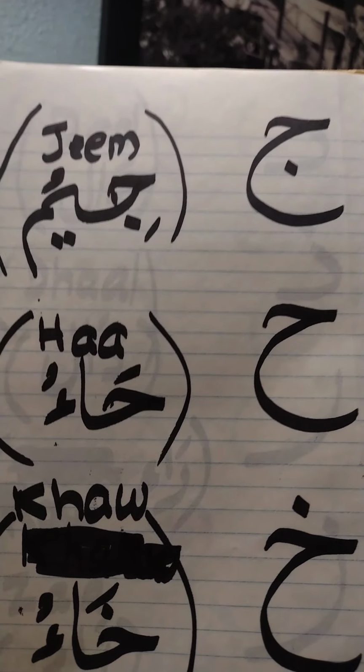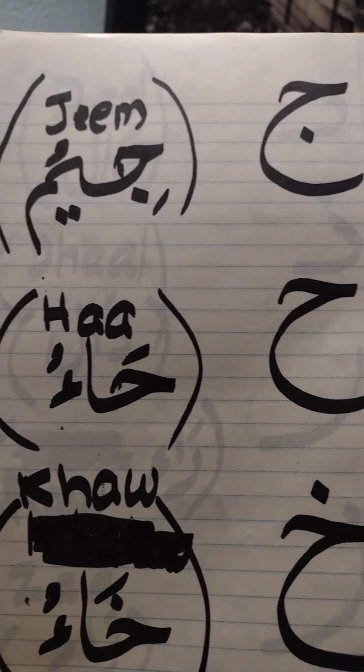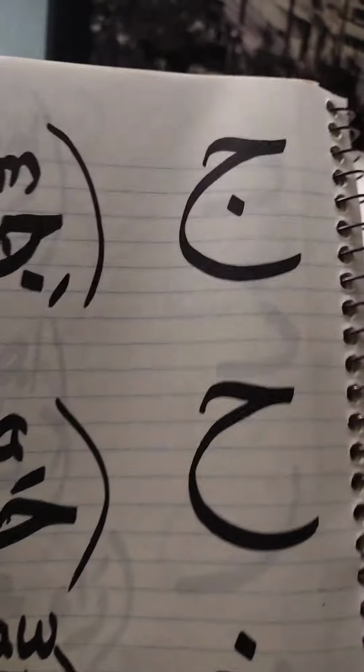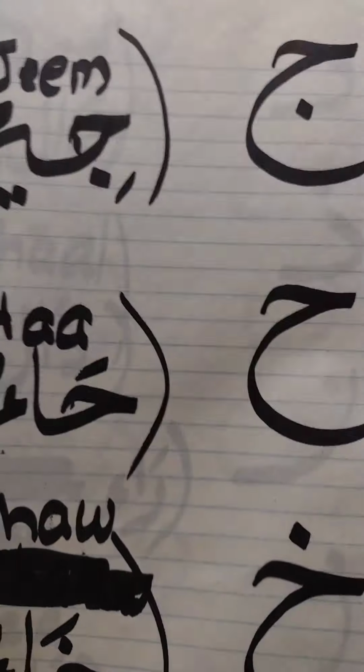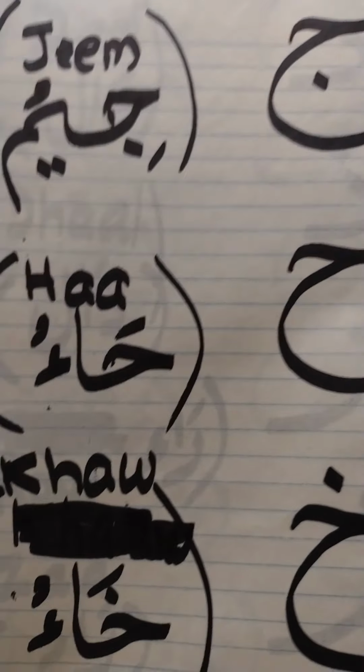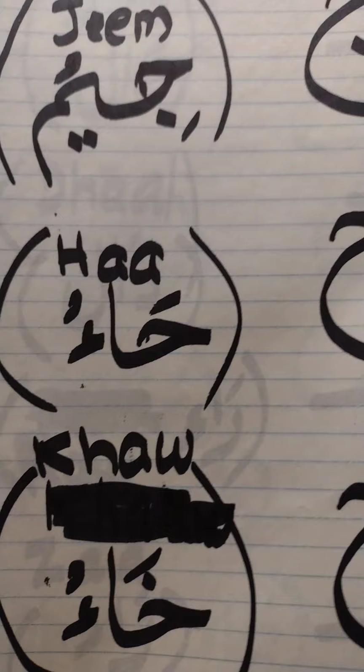So you have Jim. It's written in English, it would be written Jeem. In Arabic, it's written as shown in the parentheses, and so you pronounce it Ja, just like the English J. Okay, and then the next one is the Ha. Ha is written H-A-A.